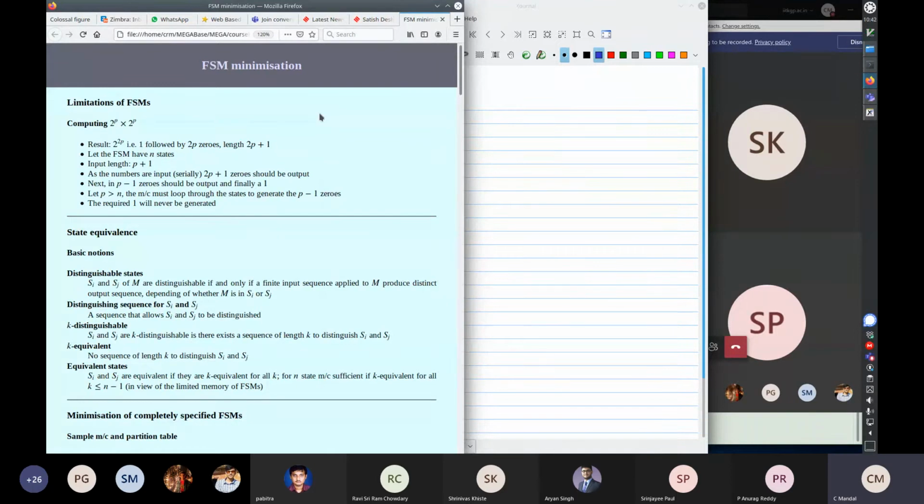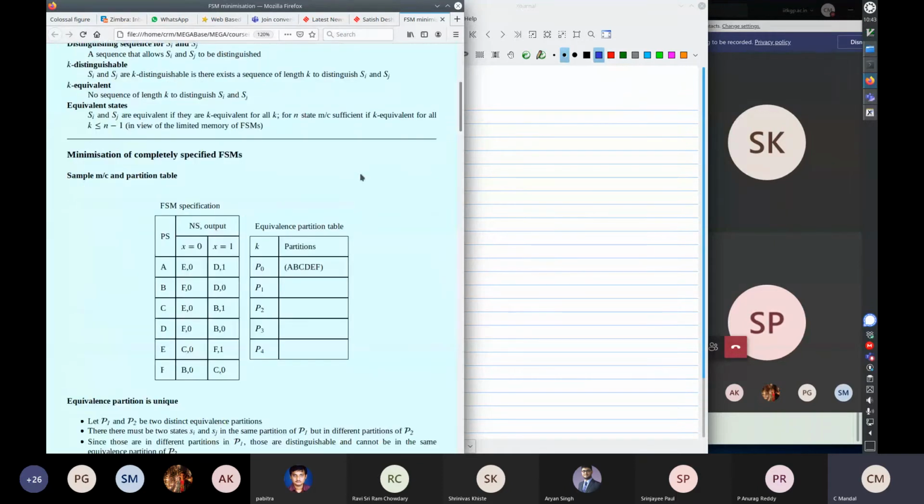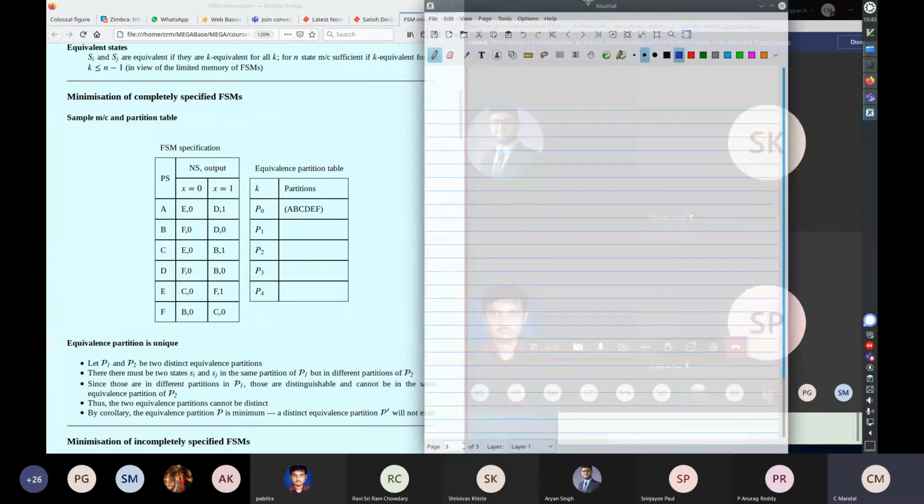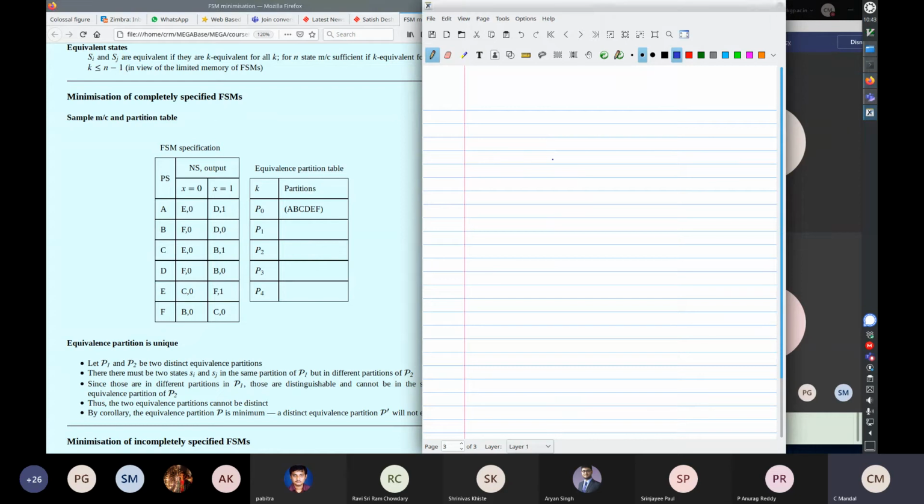So let us look at the issue of minimizing the number of states of a finite state transducer. Now we'll make a distinction between a fully specified machine and an incompletely specified machine. A fully specified machine looks like this one, the one that you have here. Why is it fully specified? Because for each state, for each input, the transition is defined and also the output is defined. So here, if you're in state A, you can try to sketch the corresponding machine. Here you have how many states? You got six states, right? So let us just try to sketch the machine.